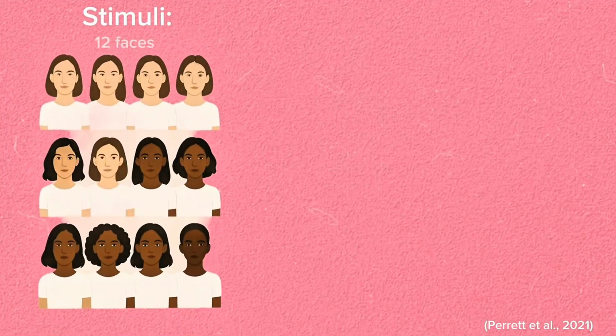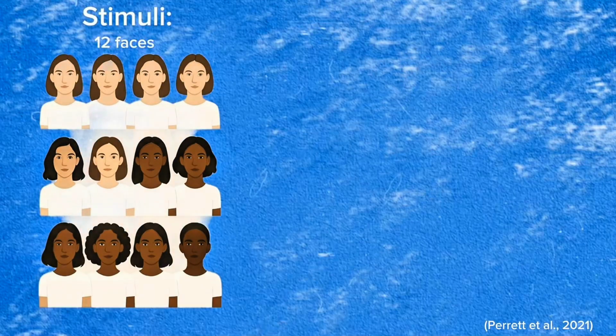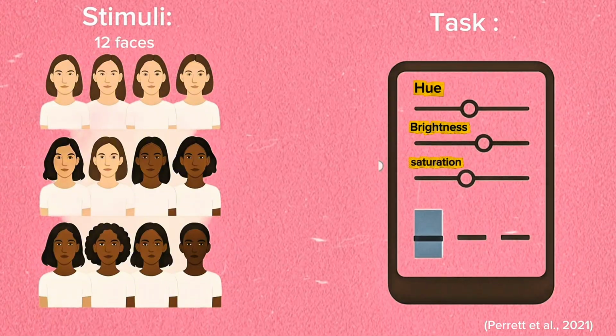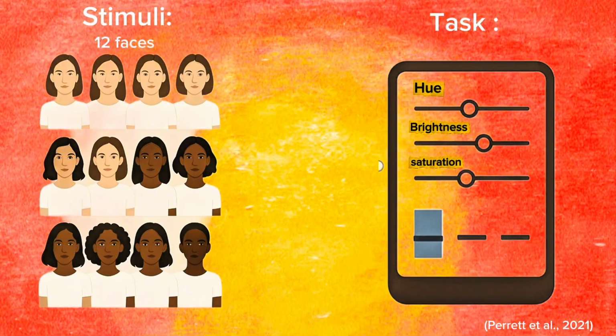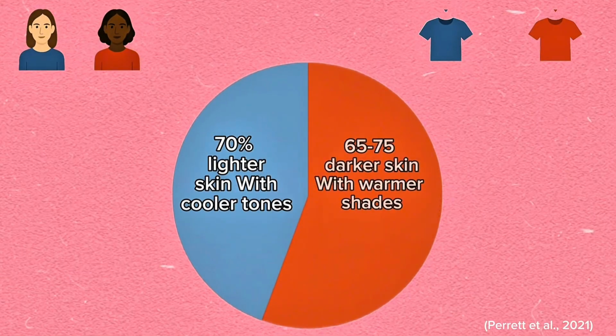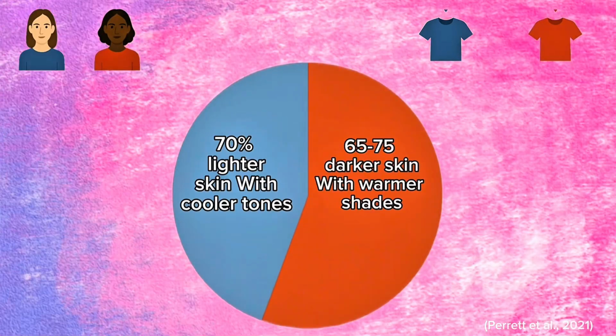In one experiment, participants were shown 12 faces, 6 with lighter skin and 6 with darker skin. They were asked to adjust the shirt color using sliders for hue, brightness, and saturation until it looked best for each face. About 70% of participants matched lighter skin with cooler tones like blue, while roughly 65-75% matched darker skin with warmer shades like red and orange.